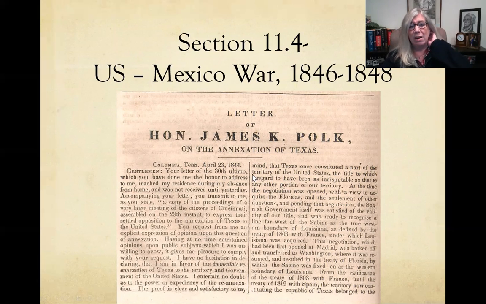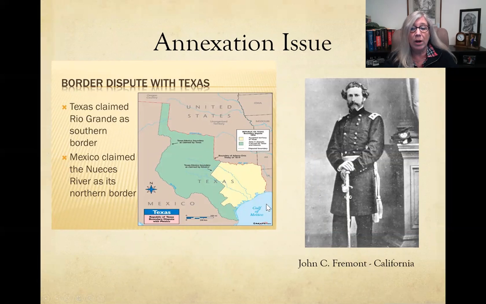So James K. Polk, here he annexes Texas very soon after taking office. And here is where we've got the disputed issue. All right, so this is the boundary in yellow of what Mexico believes is Texas. Everything in yellow and green is what Texas believes is Texas. And so this disputed territory right here, all right, so this line right here is the Rio Grande River. This line right here is the Nueces River. And so the land in between is claimed by both countries.